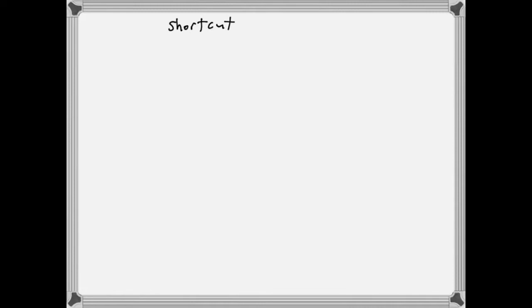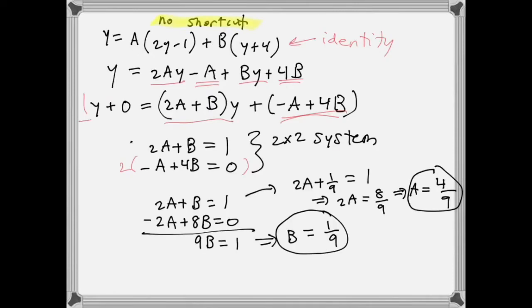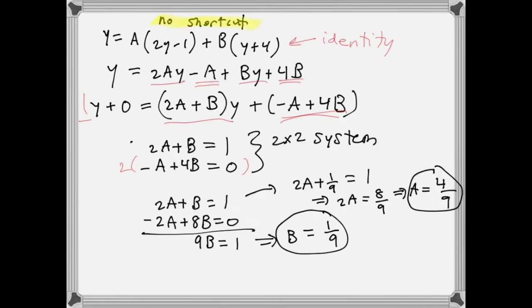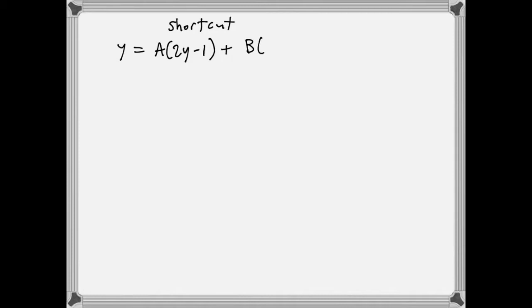Let me rewrite exactly what I had. I had y equals a times 2y minus 1 plus, and then I had b times y plus 4. So we can plug in anything we want for y. That's what the shortcut says. And again, this is an identity. So what we're going to do is plug in values that cancel out one of the variables. I'll give you an example. If I see a y plus 4 on the right, if I want to get rid of that term entirely, I can just let y equal negative 4.